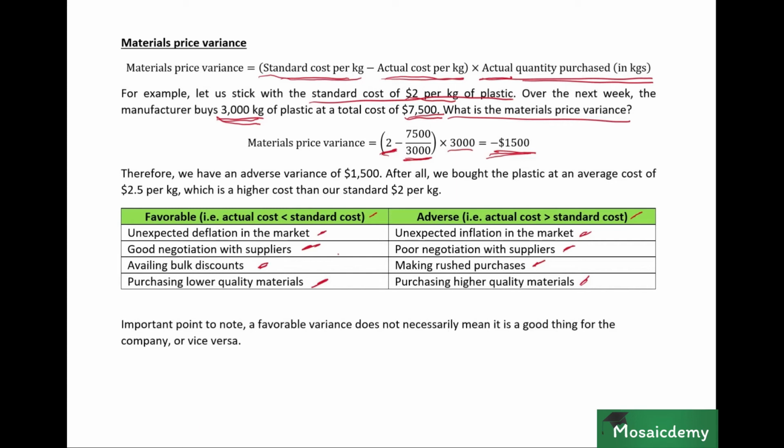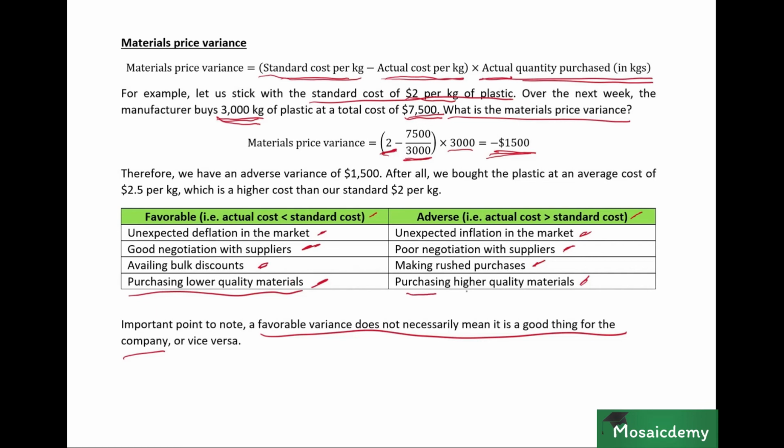But here's an important thing to note. A favorable variance does not necessarily mean it's a good thing for the company, and an adverse variance does not necessarily mean it's a bad thing. Why? Think about these points. If you're buying lower quality material, yes, you're going to save on cost, but what's going to happen to your final product, the final bottle that you make out of that plastic? Obviously, that's going to be of lower quality as well, and the customers might become unhappy. You might have to reduce your own prices.